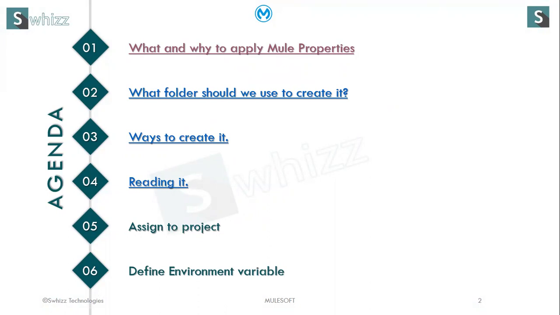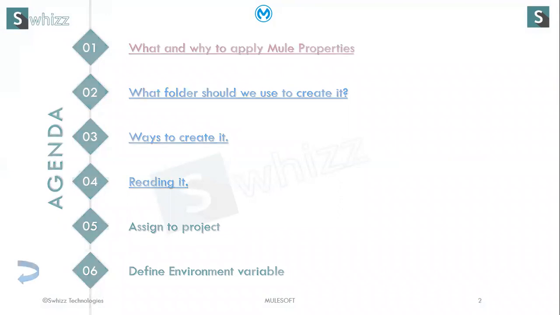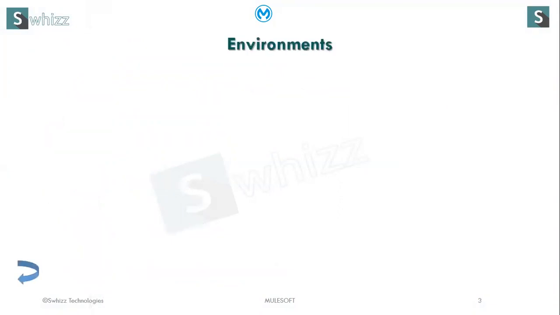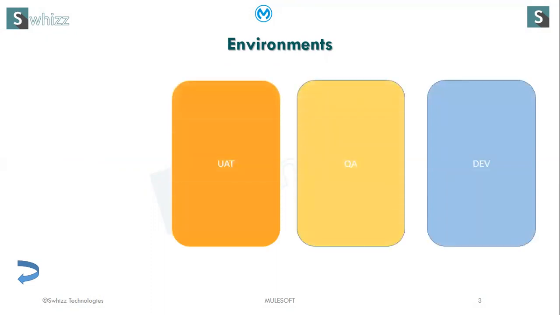So what are Mule properties and why should I apply them? Properties files are nothing but key value files. And why apply Mule properties? In our project there are multiple environments. Not only our project, each and every project has some common environments, like development environment, testing environment, UAT environment and production environment. In each environment there are different configuration properties. So for each environment, we would have to go to global elements and change the configuration values.